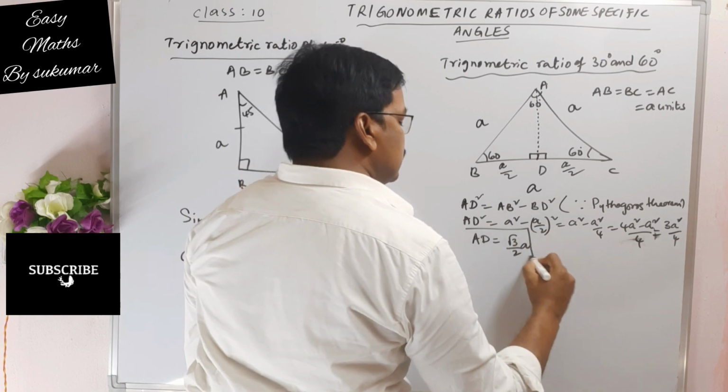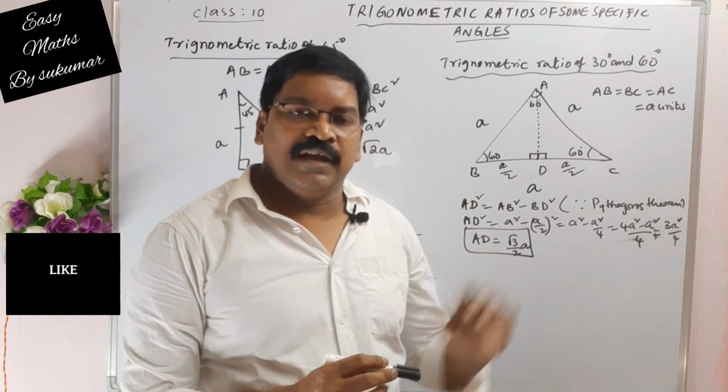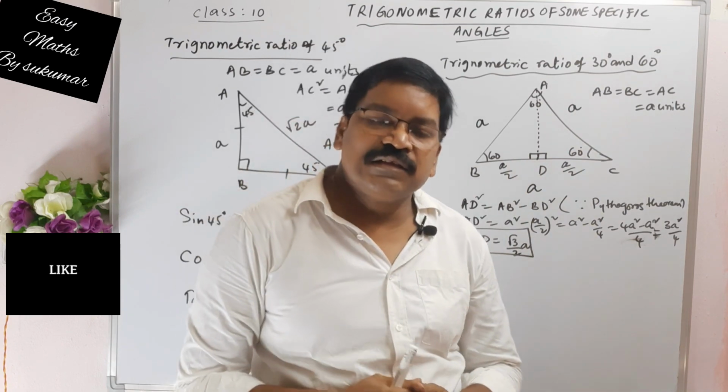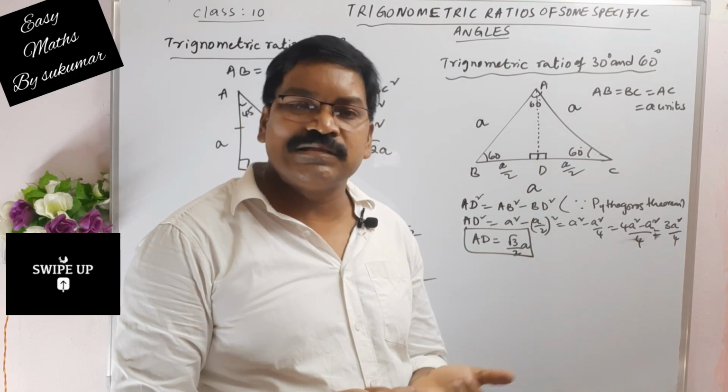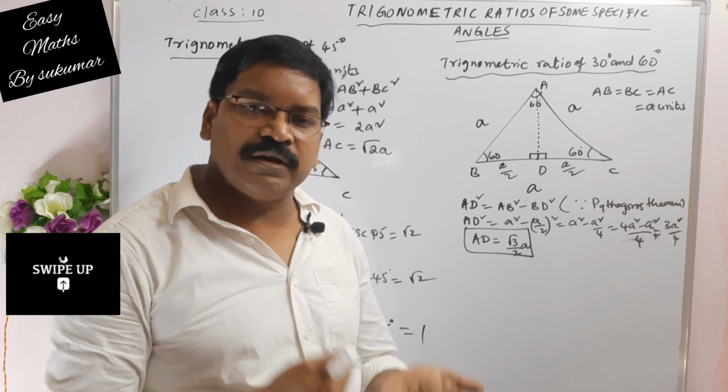So, this is an altitude of this triangle. Altitude of this equilateral triangle is root 3 by 2 into a. A is the length of the equal side of an equilateral triangle.